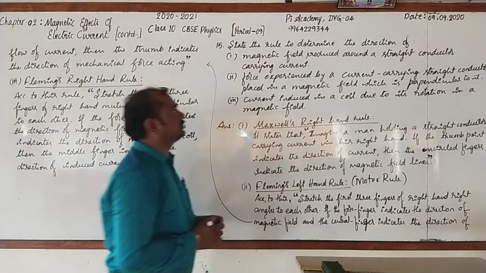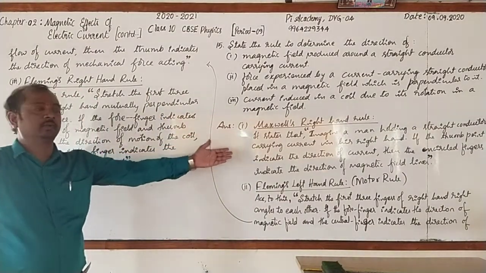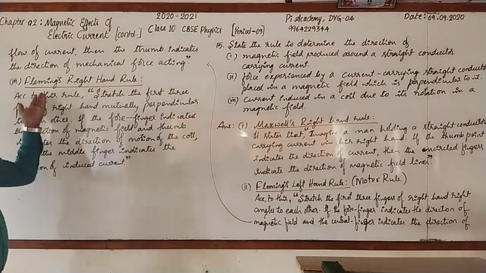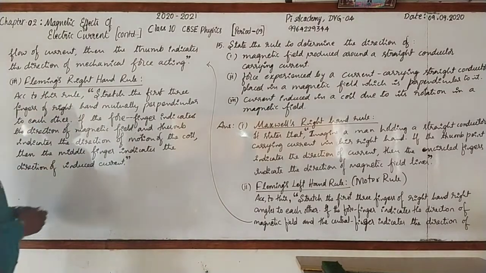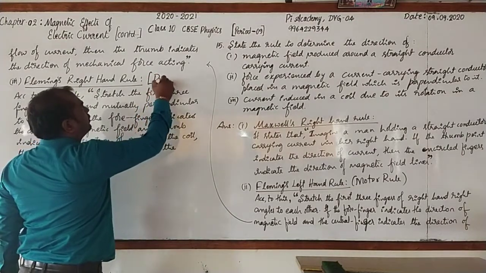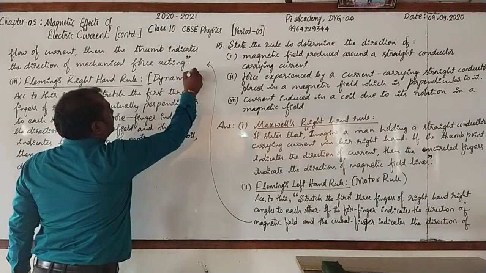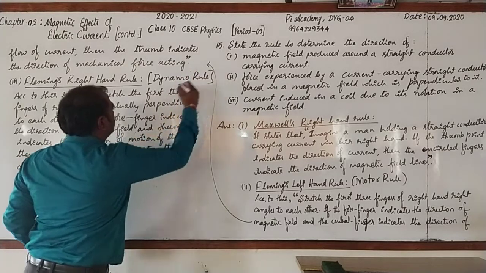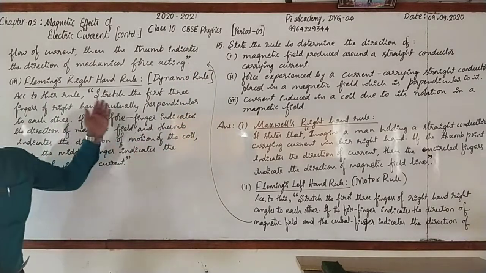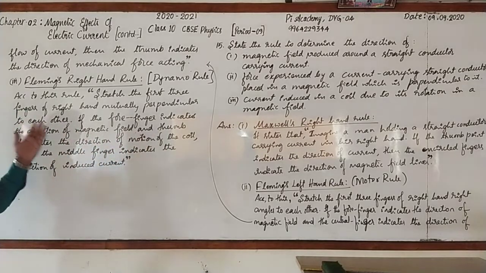And to find out the direction of the induced current, we have to use Fleming's right hand rule, which is also called dynamo rule, and another name is generator rule. The statements of all the three are given, once you check that.